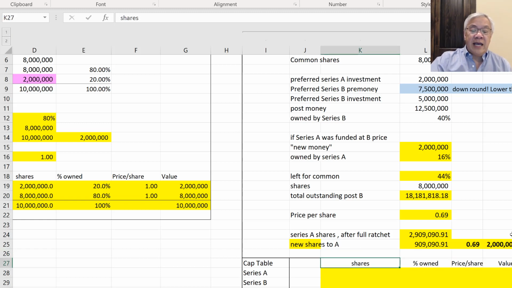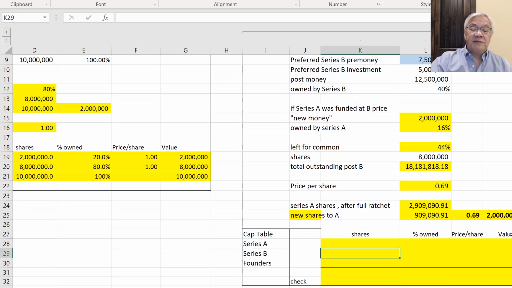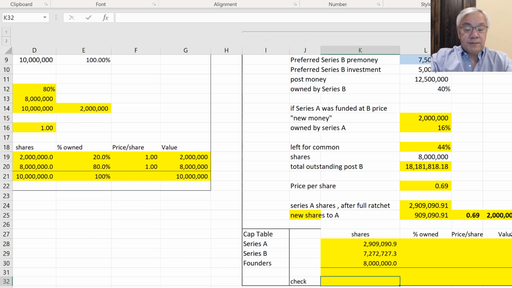So now we're ready to do the cap table. The number of shares for Series A is now this revised number. The number of shares for the Bs would be the total outstanding times their ownership percentage, which is 40%. The founders still have the same shares they've always had, which is 8 million. If we sum this, it should equal the same number we got before, and we get 18,181, which is the same number as here.